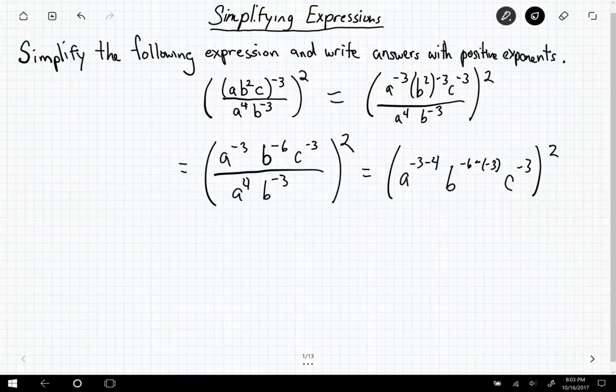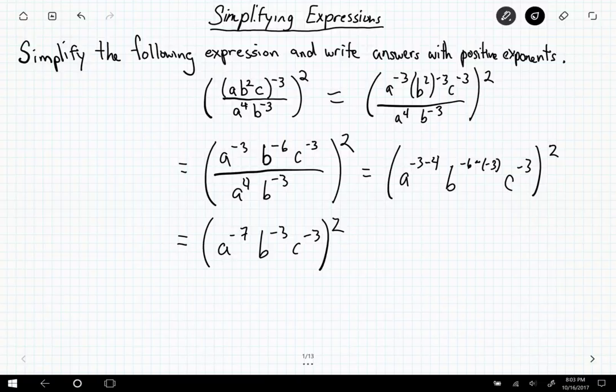Okay, so what happens? Well, moving forward from here, we have a to the negative 7, and this would be b, when you go negative 6 minus the negative 3, that's negative 6 plus 3, so that's b to the negative 3. And then we have c to the negative 3. And we're squaring that whole quantity.